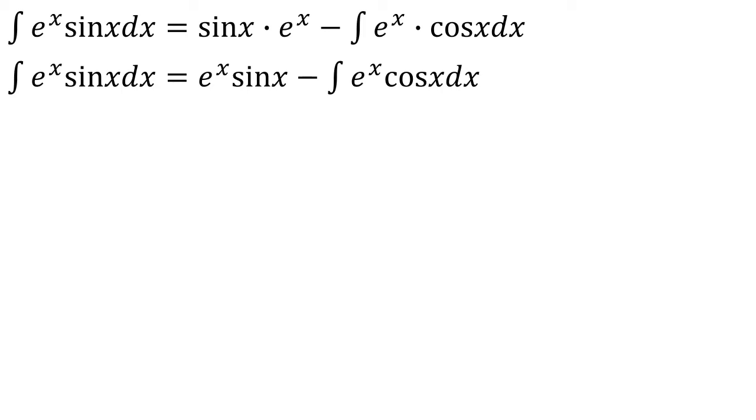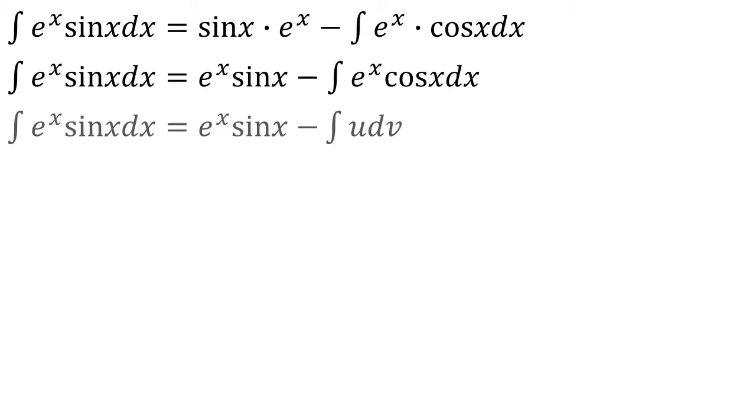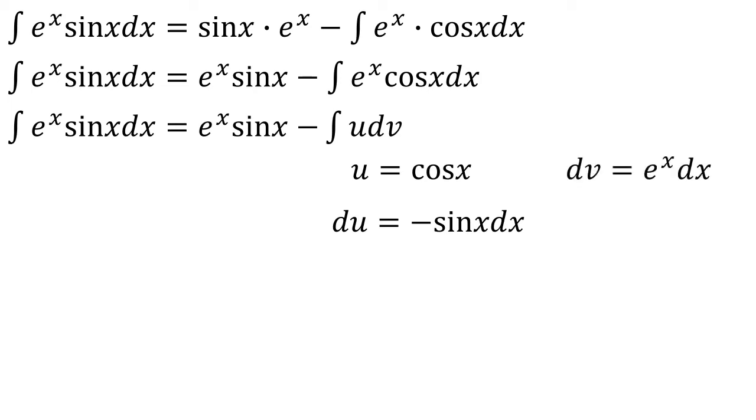So now we're going to have another set of u and v. It's the same as earlier. We will consider the trigonometric function first as our u, and then our dv will be the exponential function. So let us do this. The integral of e to the x sine x dx equals e to the x sine x minus the integral of u dv, where our u is cosine x and our du is negative sine x dx. So our dv is e to the x dx and our v is e to the x.